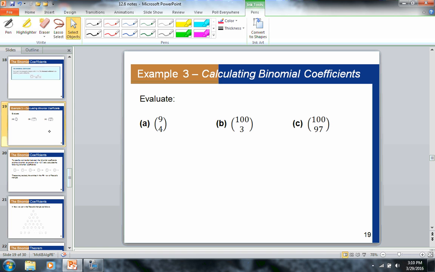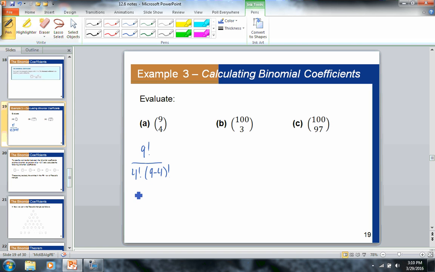Now, your calculator can do this as well, but I want to show it to you with the formula first. So here I have 9 over 4, and I'm not really going to be a stickler on how you read this. It's really a combination. But we've got our binomial coefficient of 9 and 4. So that means I'm going to take 9 factorial over 4 factorial times 9 minus 4 factorial.